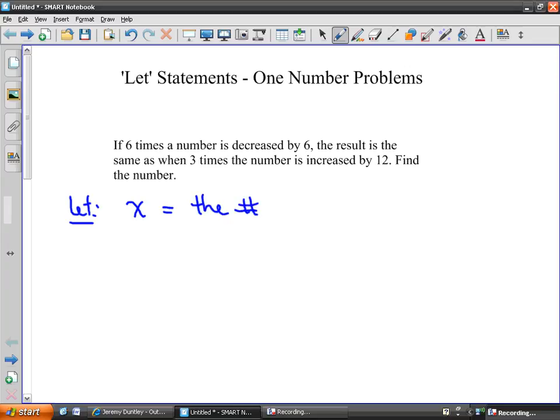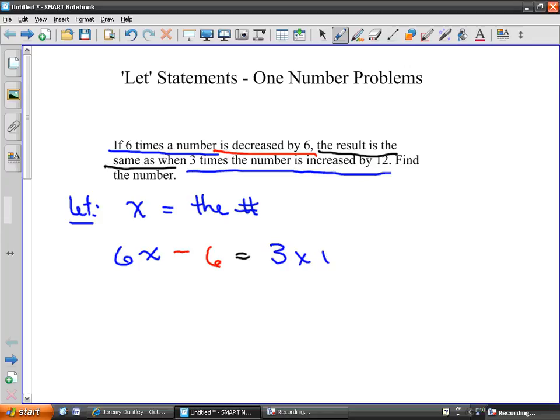I abbreviate with that number sign. Your teacher may or may not allow you to do that. I have no idea. But for me, it's fine. Anyway, so now it all comes down to reading the problem correctly. If 6 times a number, stop. 6 times a number in this case means 6 times x, because we're letting x be the number. Next, is decreased by 6. Well, hopefully you know that means minus 6. The result is the same as when. That means equals. 3 times the number is increased by 12, and then we get 3x plus 12.